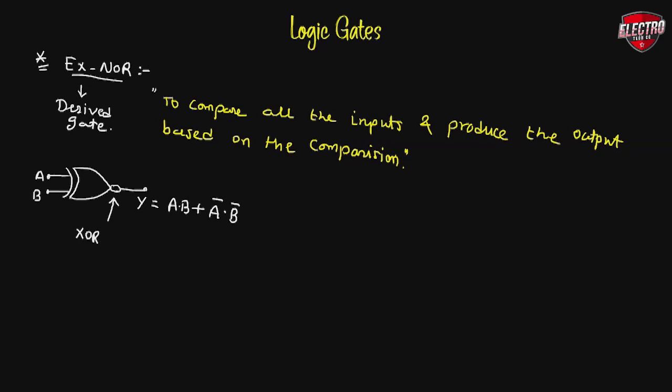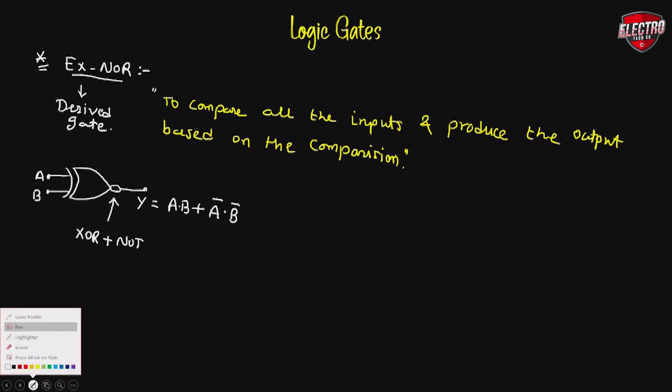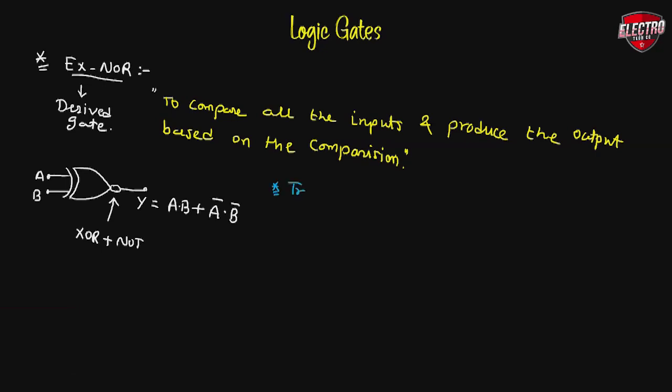So the exclusive NOR gate is a combination of XOR gate plus one NOT gate. So the Boolean expression or the output of XNOR gate is equal to A dot B plus A bar dot B bar. Now let us discuss the truth table of exclusive NOR gate.